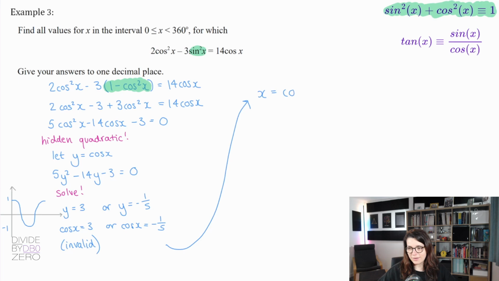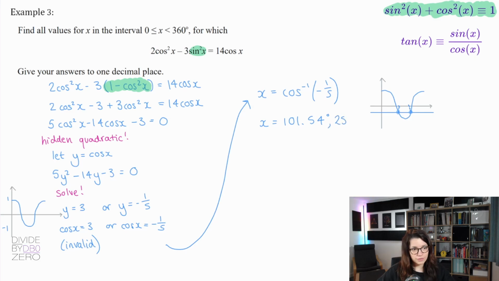So x would be inverse cos minus a fifth. Put that in the calculator, you get 101.54 for the first answer. Use a graph of cos minus a fifth down here somewhere. Two answers, here and here. The first one must be our 101.54, and the second one we get from doing 360 minus 101.54, which is 258.46. So two final answers to one decimal place, 101.5 and 258.5, and that's it.